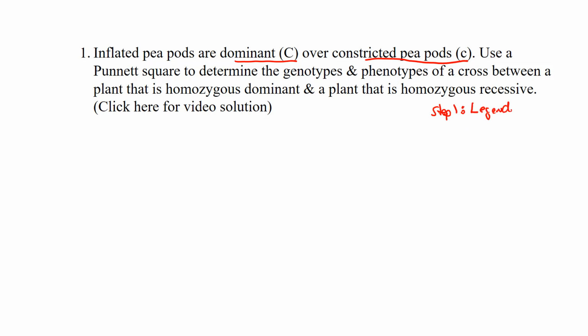We know that inflated pea pods are a capital C. If I have a capital C, I don't care what this other allele is, and I like to put a line in there to indicate I know there's another allele there, but I don't really care what it is. As long as there's a capital C, this plant is going to have inflated pea pods. And constricted, the only way I can get constricted is if I have two little c's, because it is homozygous recessive. It's a recessive trait. So this is going to be constricted. Okay, and there's our legend.